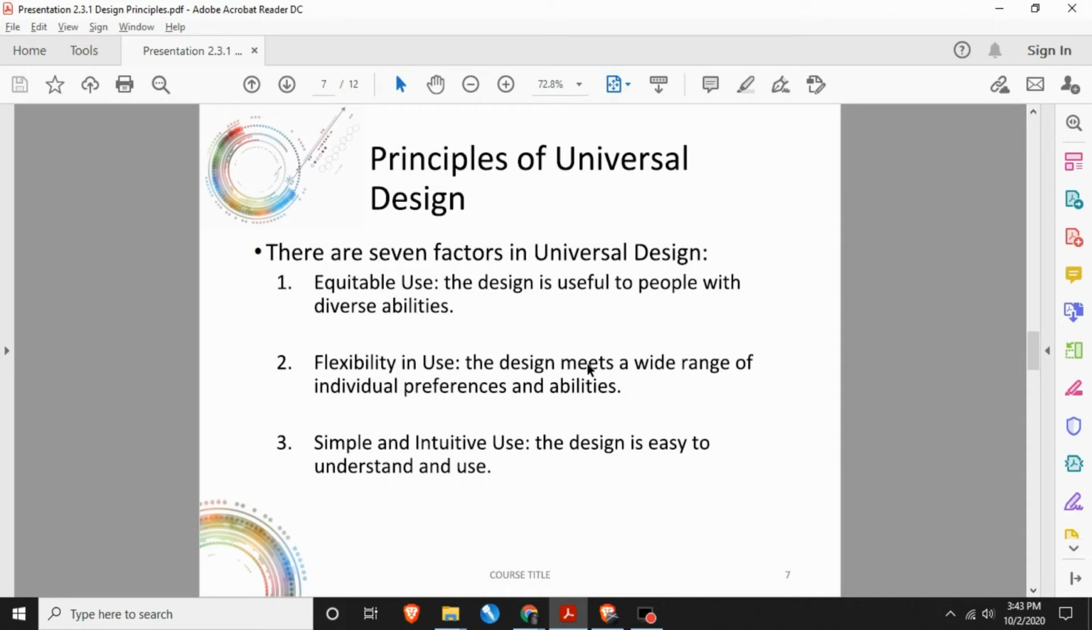Flexibility in use. The design meets a wide range of individual preferences and abilities. People like specific colors in cars, so you want to have a wide range of cars. That's the biggest one I can think of with cars off the top of my head. Leather interior, cloth interior, those kind of things.